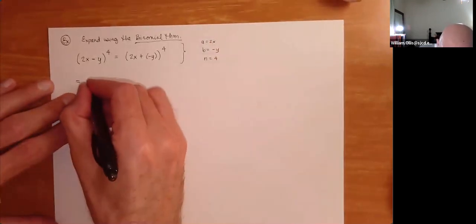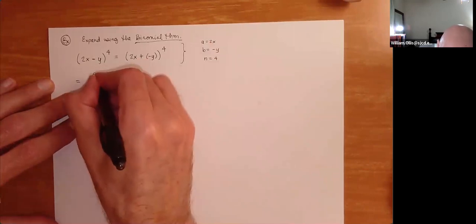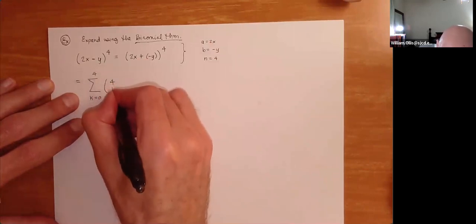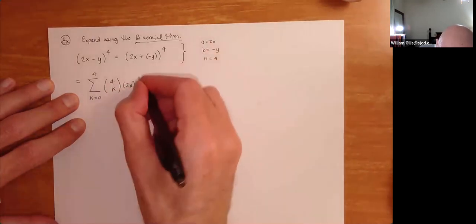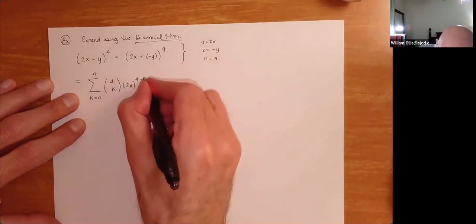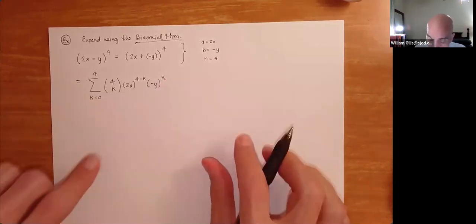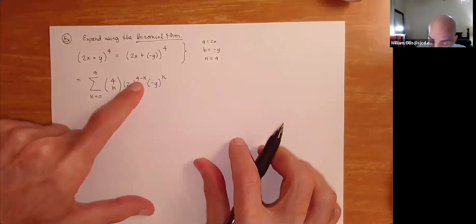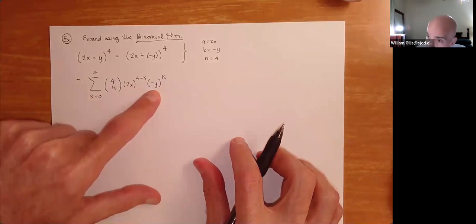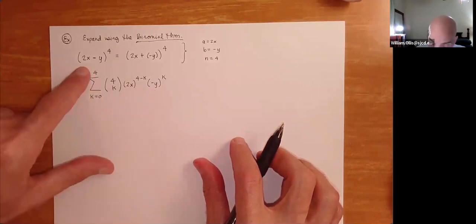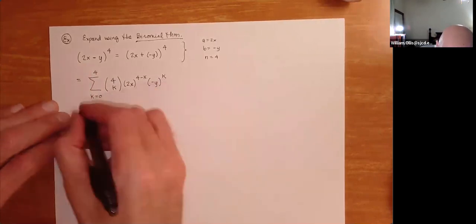Okay? So now by the theorem, we have the sum from k equals 0 to 4 of 4 choose k, and now we have 2x to the 4 minus k, negative y to the k. Okay, so that's just filling in the binomial theorem. n is 4, A is 2x, B is negative y, and k runs from 0 to n, or 0 to 4, just like I stated in the theorem. So now let's go ahead and flesh this out.